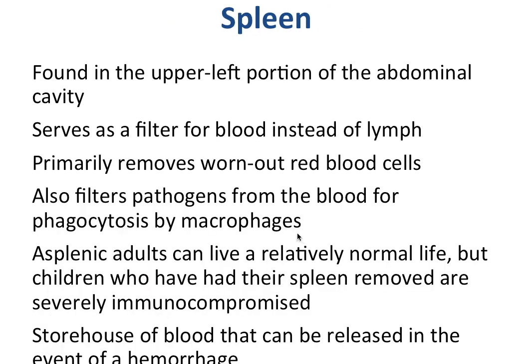So the spleen is under the stomach, found in the upper left portion of the abdomen. It is the filter for the blood instead of lymph. That's the difference between the spleen and the lymph nodes. The spleen filters the blood, and can get rid of aged red blood cells and pathogens in the bloodstream.